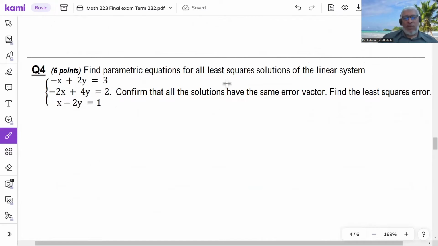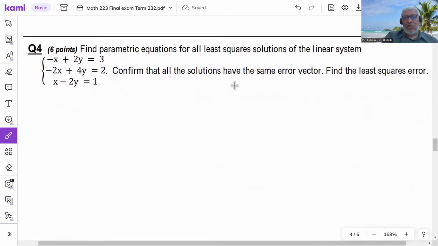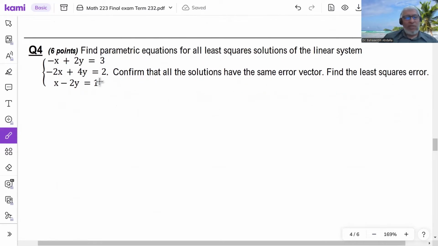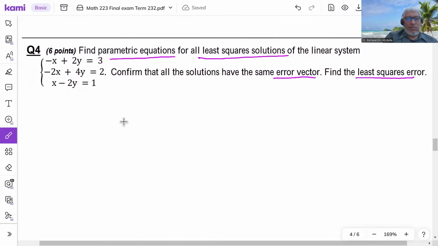Find parametric equations for all least squares solutions of the linear system. Confirm that all the solutions have the same error vector. Find the least squares error. This is chapter 6. Okay.